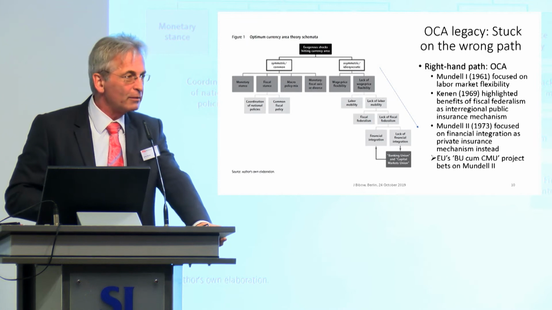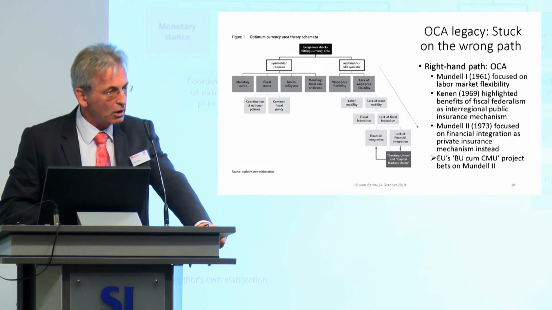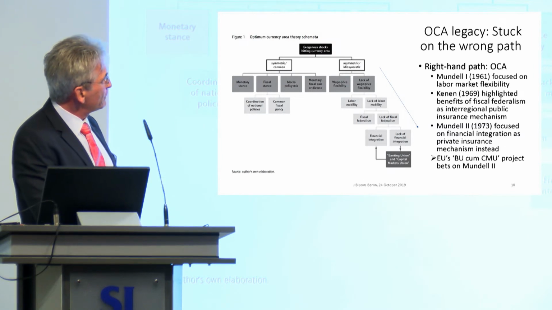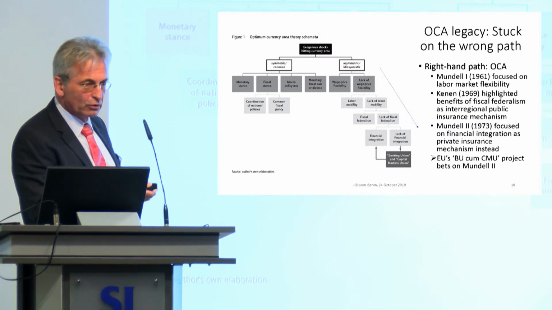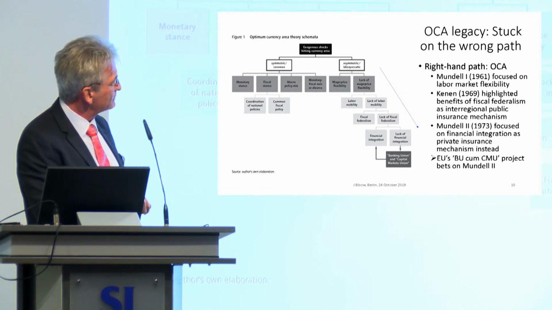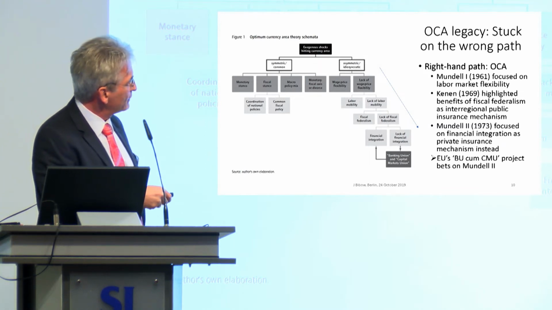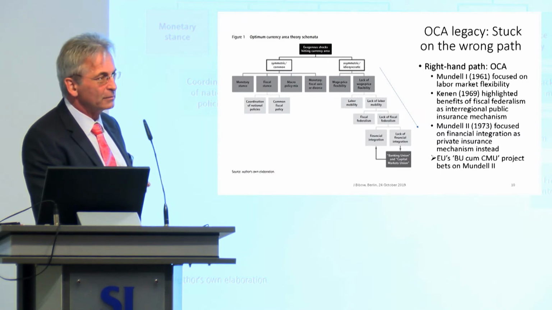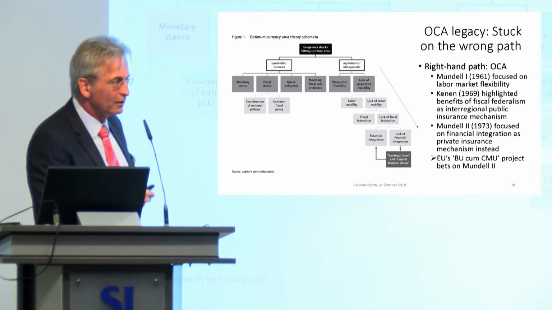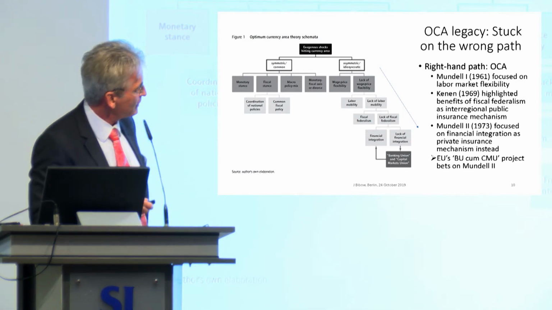But let me emphasize another point about OCA theory, namely this obsession with asymmetric shocks. Right? So there's this distinction, symmetric versus asymmetric shocks, and the theory, empirical research, and policy ideas up to today are really concerned with this right-hand side. So is there a lack of labor mobility? Well, then we need structural reforms. Kenen originally emphasized fiscal federalism. Today we are told we can't have that, and if at all, then it has to be a kind of fiscal union that deals with asymmetric shocks, so the unemployment reinsurance scheme and ideas of this kind.